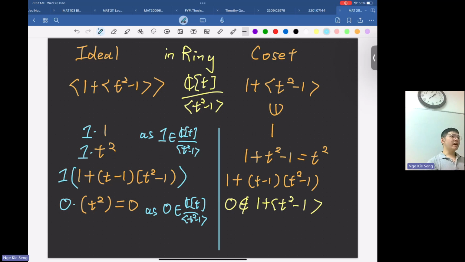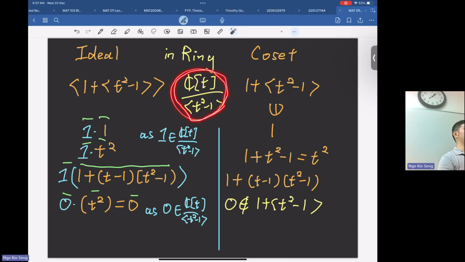What are the zeros in here? Actually, this is very interesting. What are the 0 in here? This is not just 0, you know. This is the coset of 0. A bit confusing. But to be precise, right? To be precise, I need to write a bar on the top. Because why? Because my elements are in the quotient ring.